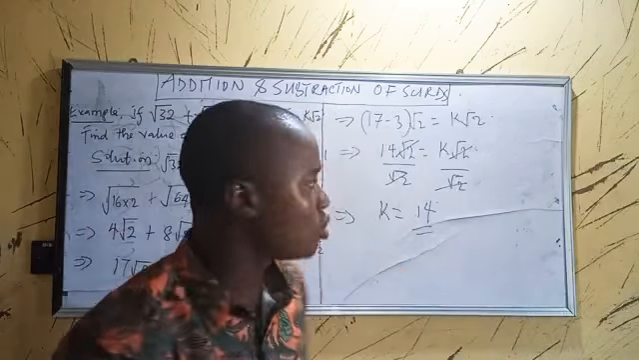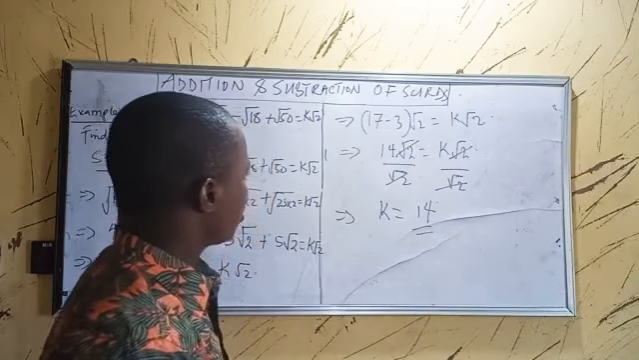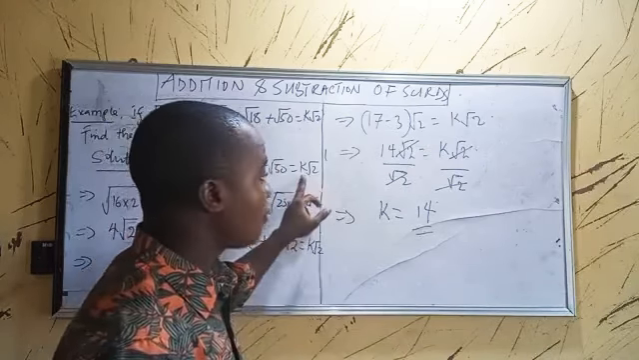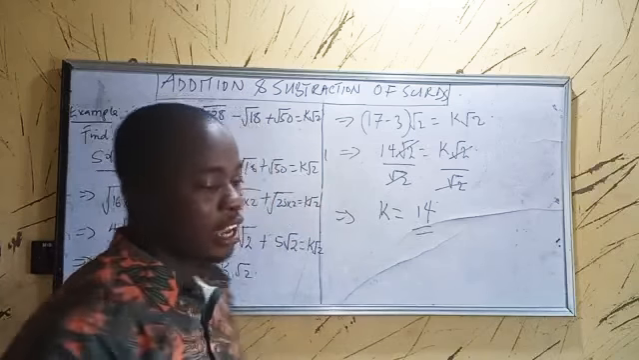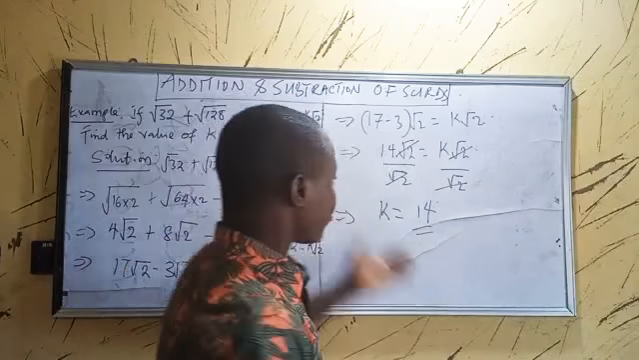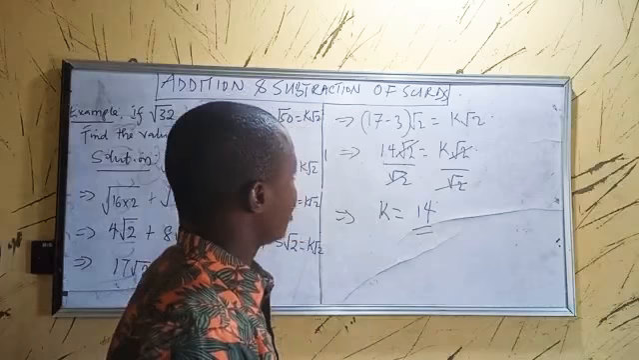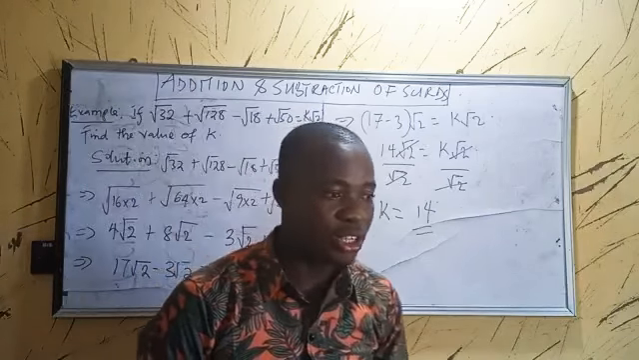If you want to confirm whether you are right or not, just put the value of k here. We have 14 root 2. Then try to simplify this one totally. You'll see that the left hand side will be equal to the right hand side. And that is the end of today's lecture concerning addition and subtraction of surds.